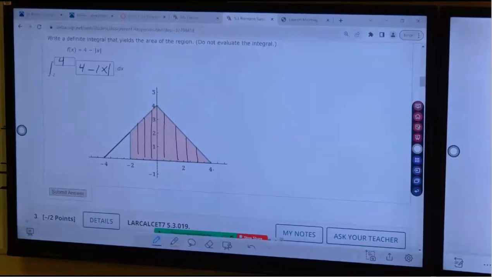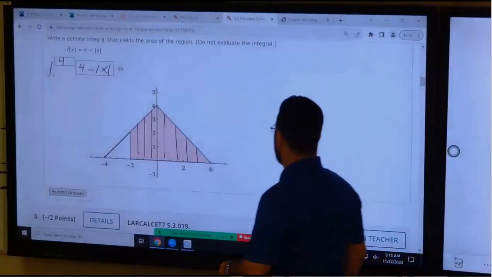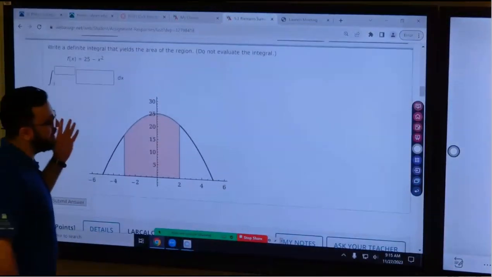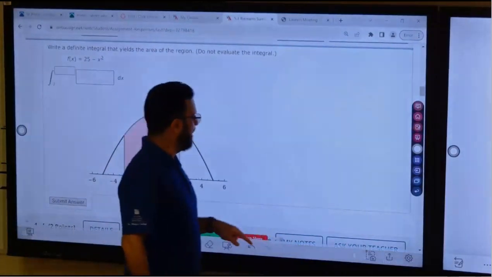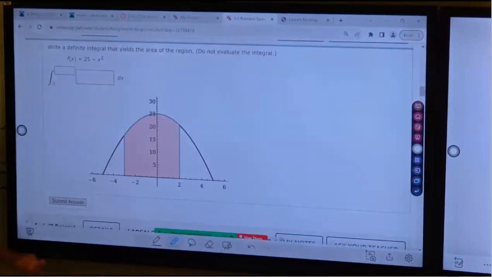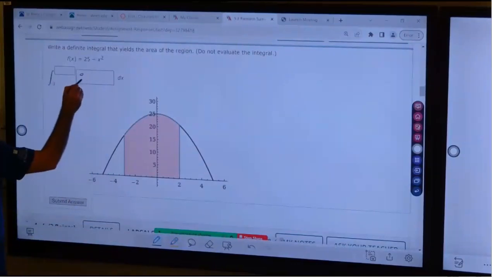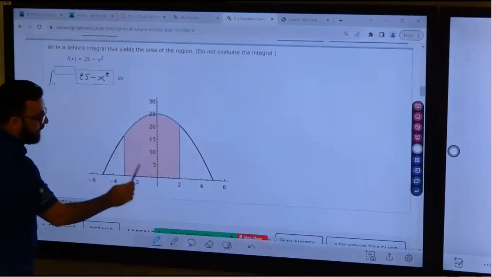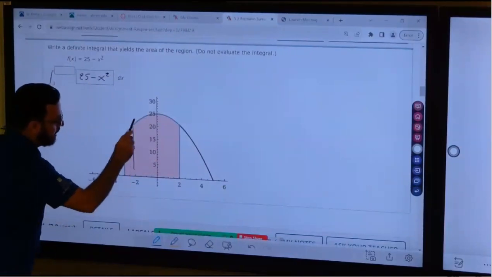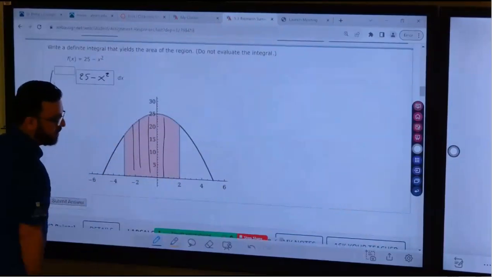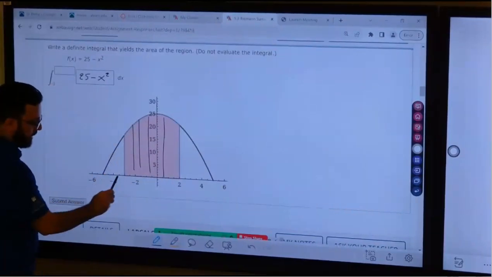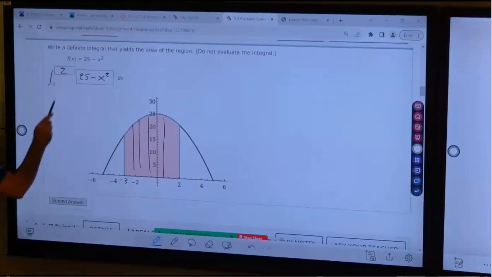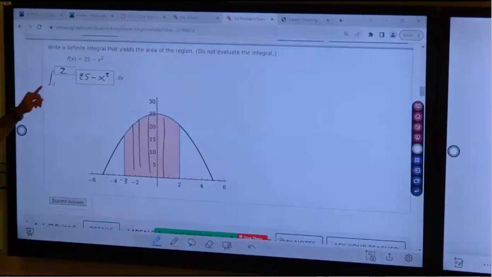And let's go to the next one. Is that the same thing? Here's the function, which is 25 minus x squared, and I need to find the area of the shaded graph. Can I graph the rectangles like this? So from -3 to which point? To 2. So our definite integral is from -3 to 2.